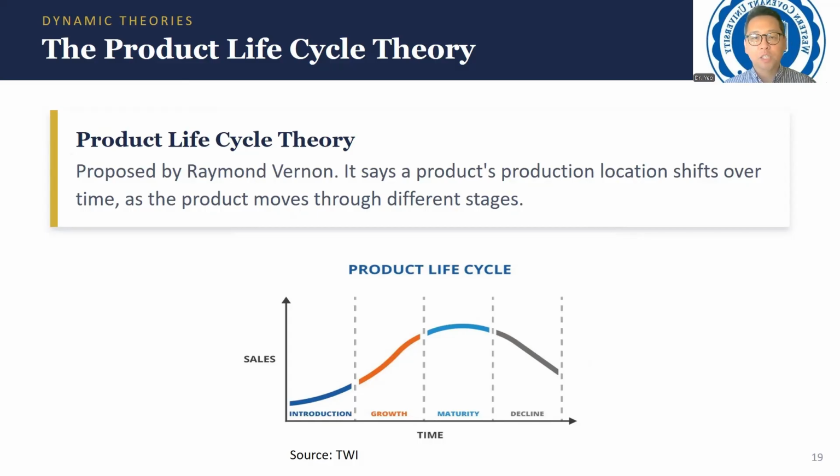This theory helps explain why manufacturing so often moves from wealthy countries toward developing countries as a product matures. The important point is that trade patterns are not fixed forever. They evolve as products and technology mature.